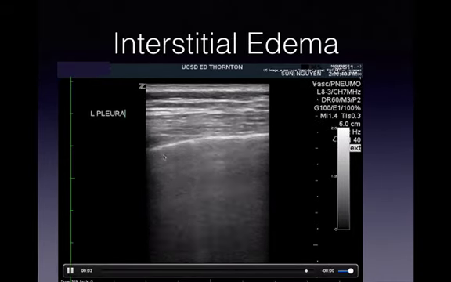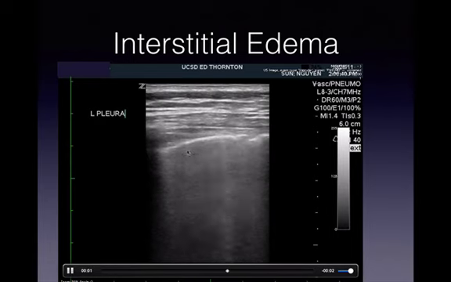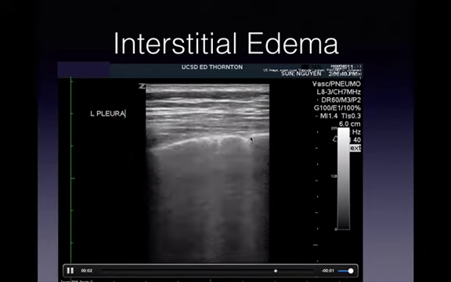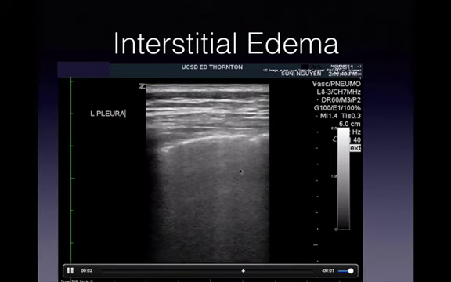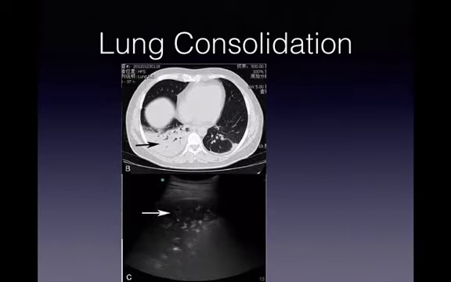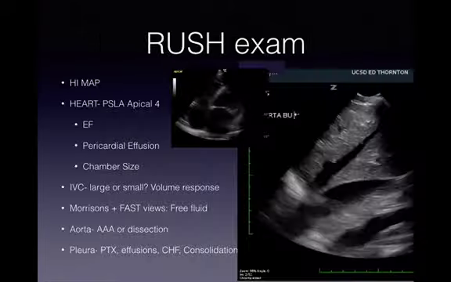Here's an example of what interstitial edema looks like. So now we're going to have more than 3 B lines coming from the pleura all the way down to the bottom part of the screen, and oftentimes they widen out like headlights. Lung consolidation looks very speckled. It's also called hepatization because the lung takes on the density of the liver in effect.